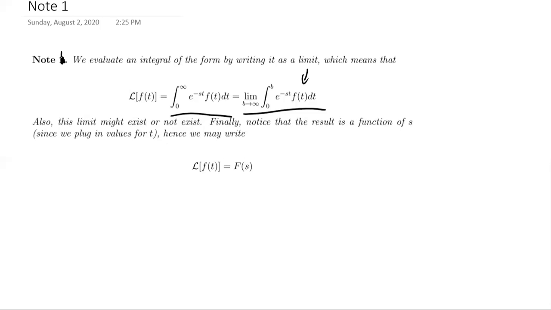So this integral, the integral from 0 to b of e to the negative st f of t dt, is going to exist as long as f of t times e to the negative st is integrable. However, the limit afterwards might not exist. So what this is telling us is that we can't take the Laplace transform of every function, because this limit might not exist.